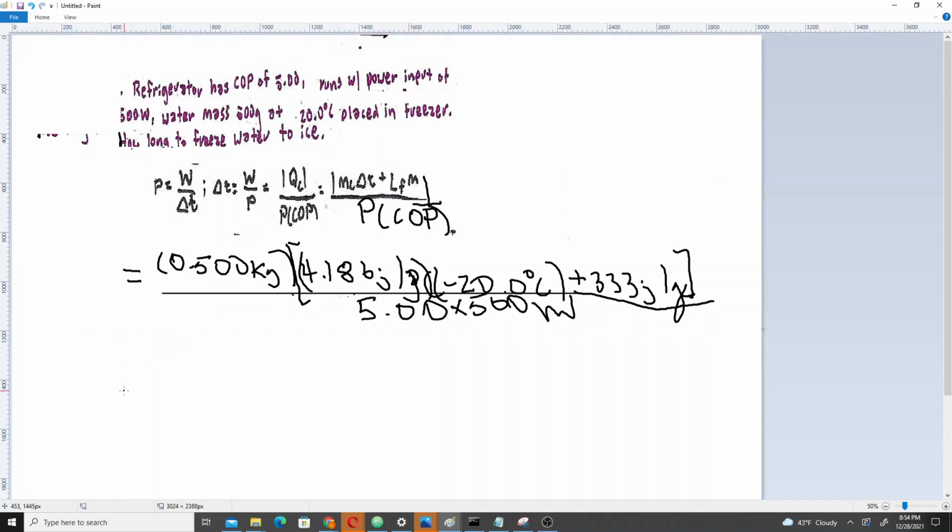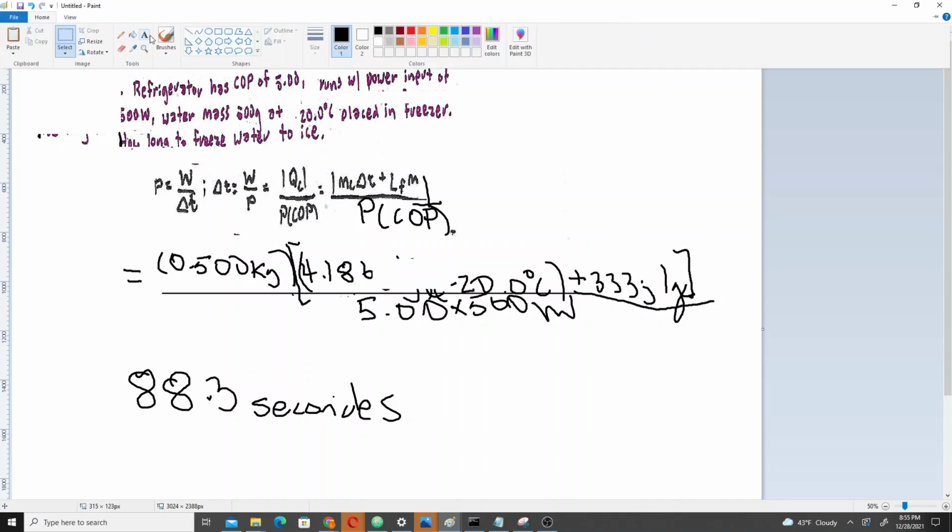So 88.3 seconds. Because joules, let me make sure this is written better. You can't see this part. Joules per gram degrees Celsius.